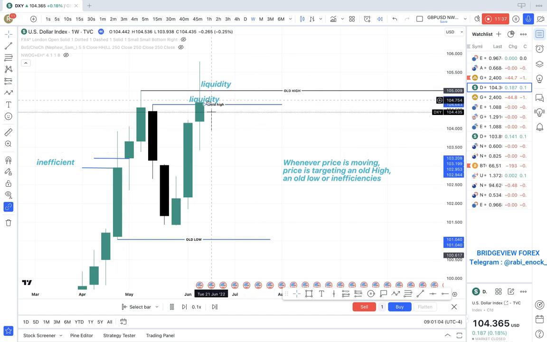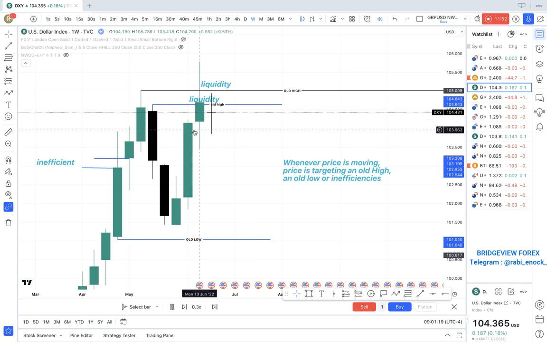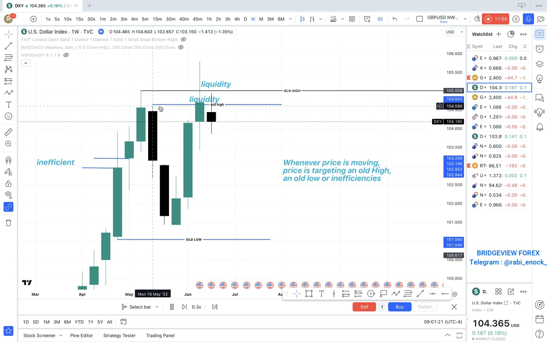So price just came to take liquidity here. Above every high, there's an old low. There's liquidity. Above every high, there's liquidity. Let me fast forward this and see. So after taking it, it created a new high here.